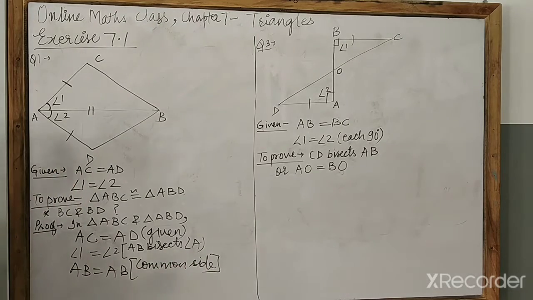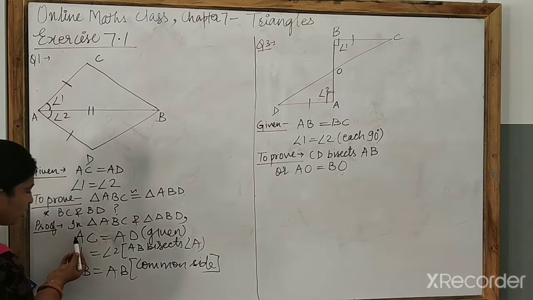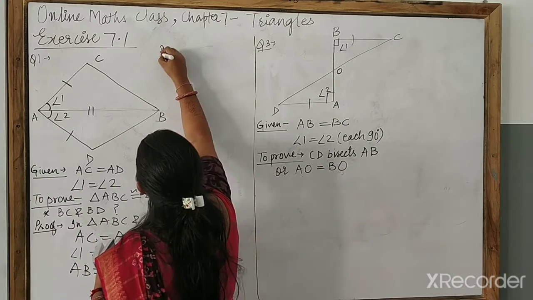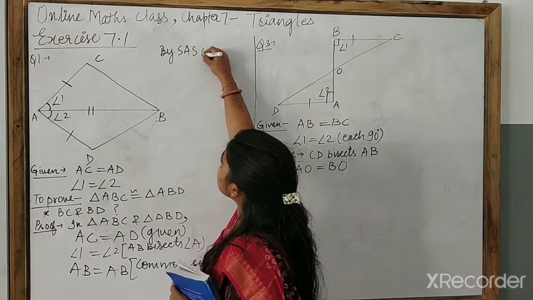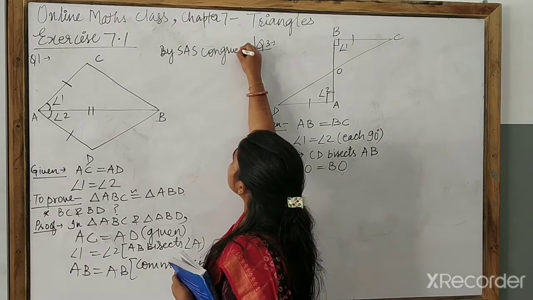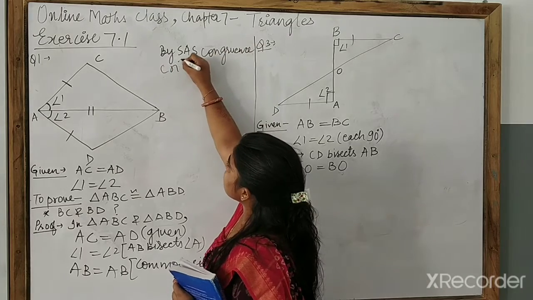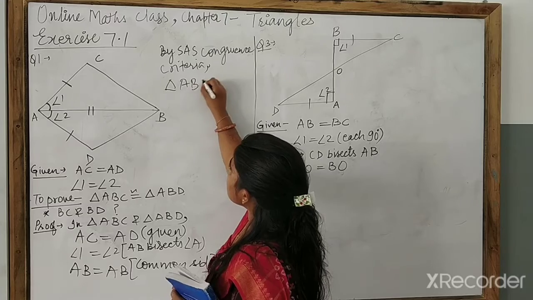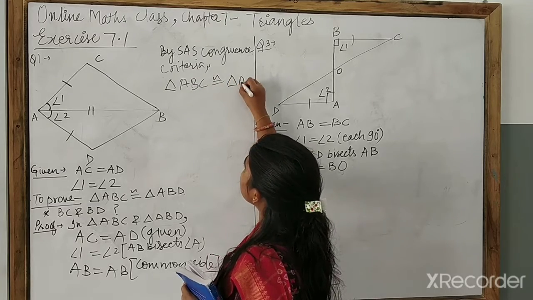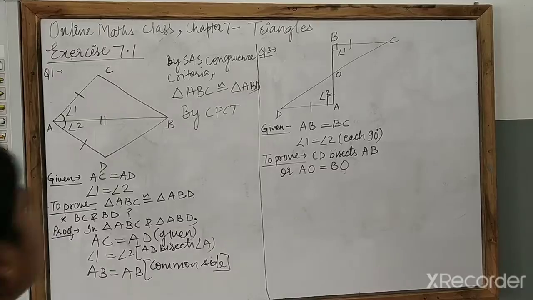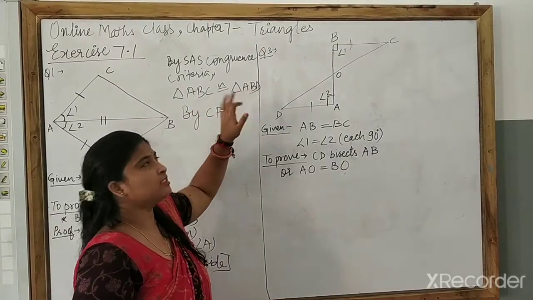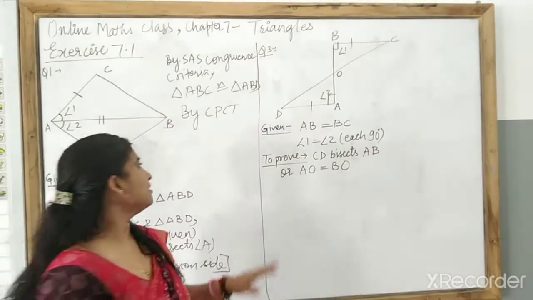So here I can conclude by which congruency criteria. You can see that this is your side, this is your angle and this is your side. So what will you write? You will write by SAS congruency criteria, triangle ABC is congruent to triangle ABD. So you can see that triangle ABC is congruent to triangle ABD by SAS congruency criteria.